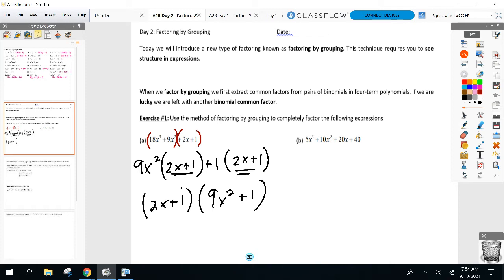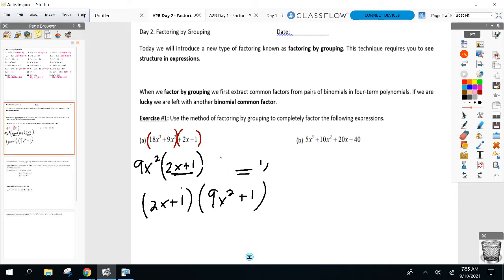Questions? Michael, go ahead. Does it have to be written in that specific order? What do you mean? Could the 9x squared plus 1 come first? Yeah, absolutely. Okay. Go ahead, Frank. So I kind of got confused when I understood 9x squared and then having 2x plus 1, 2x plus 1, but I kind of got confused when you added the plus 1. Okay. Yep.